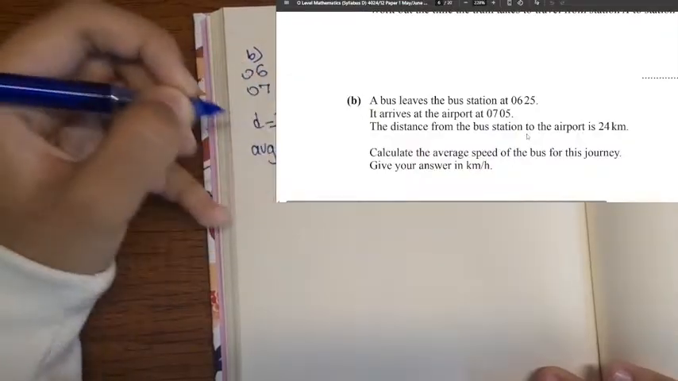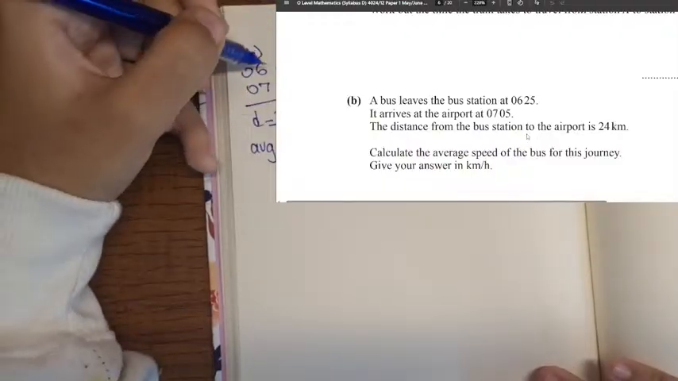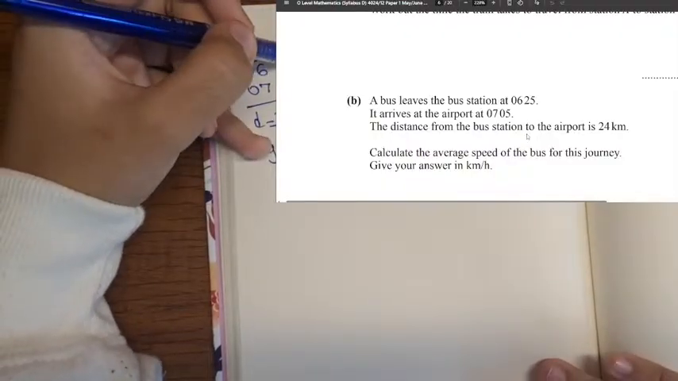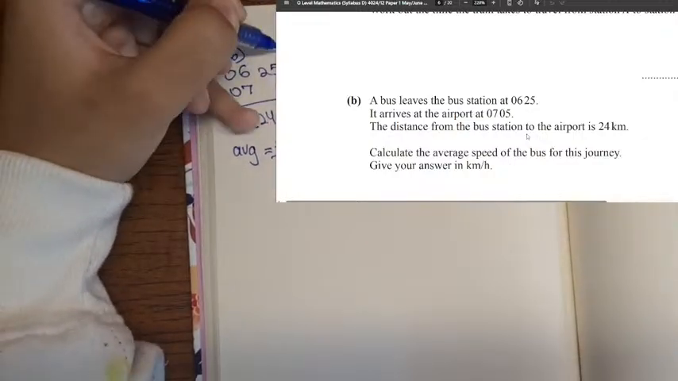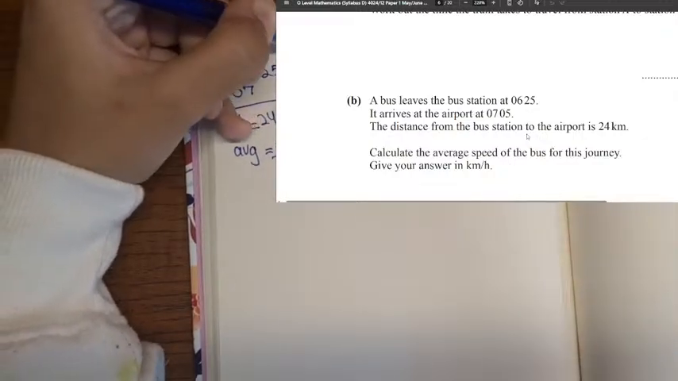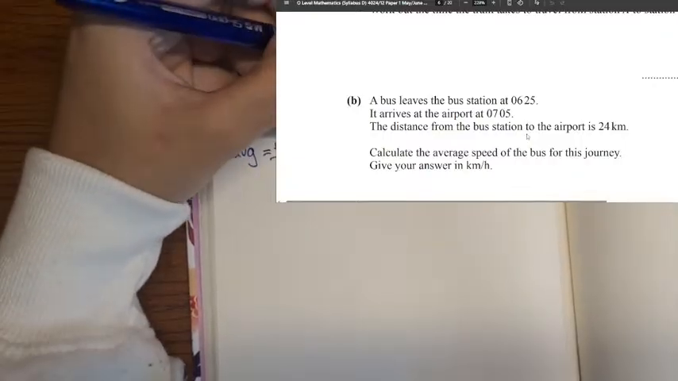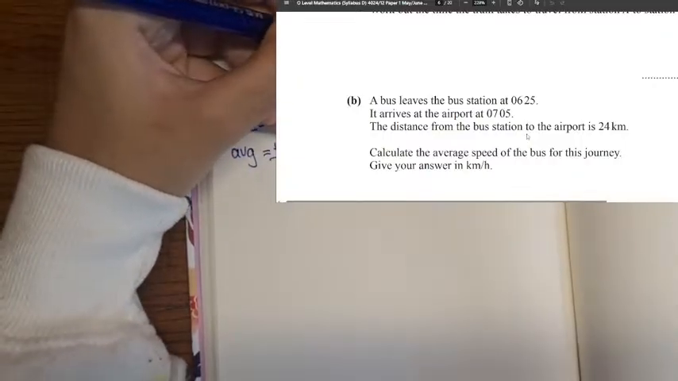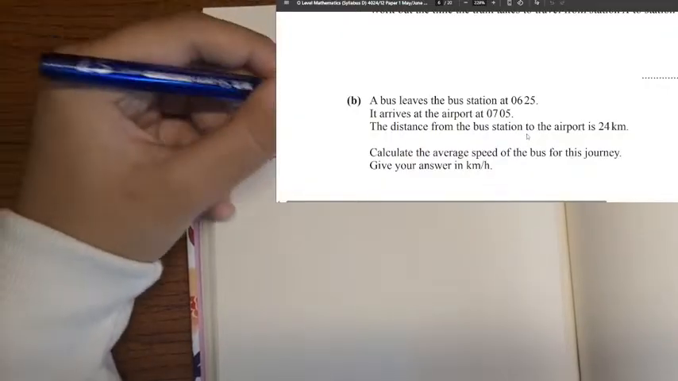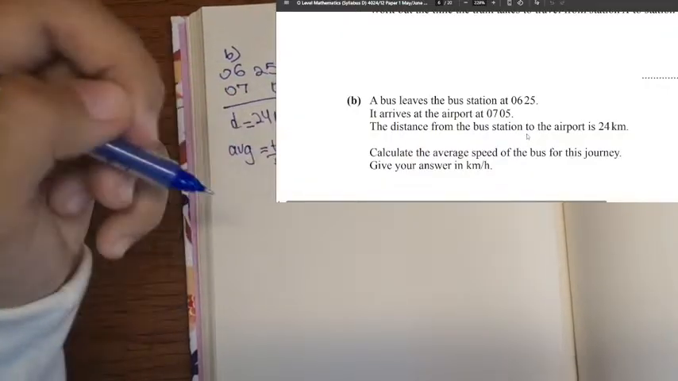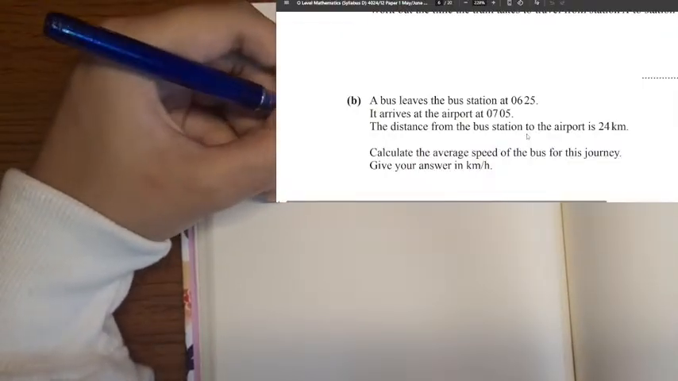They've already given us the distance, so let's find the time in hours. In order to go from 6:25 to 7:05, let's just find out the time to go from 6:25 to 7. That will obviously be 35 minutes. And then we have 7 to 7:05, which is obviously just 5 minutes. So that becomes a total of 40 minutes. Now, since we want to give the speed in kilometers per hour, we need to turn 40 minutes into hours. So just divide this by 60 and this becomes 2 upon 3 hours.